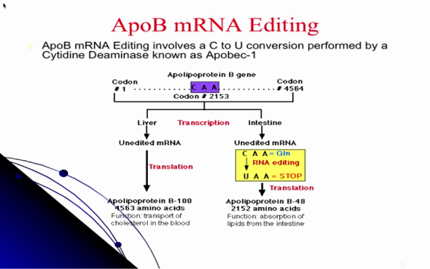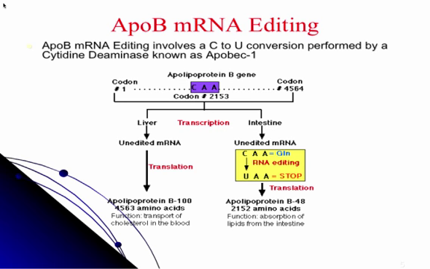Here's the liver. It's unedited, so we end up with ApoB 100. So which lipoprotein has this? VLDL. And LDL, because it comes from VLDL.